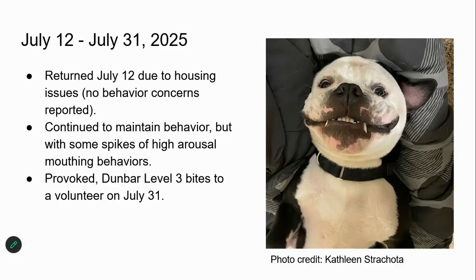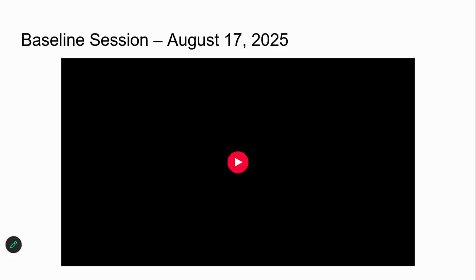But a Dunbar level 3 bite means that he put teeth on skin and broke skin with his teeth. So not necessarily a serious bite, like the person did not need to go to the hospital or anything like that, but he did draw blood from the person. So with all that information in mind, Gravy was put on a 10-day quarantine.